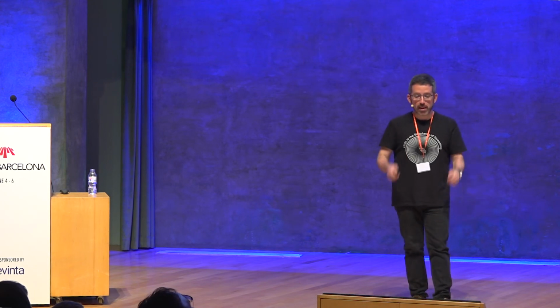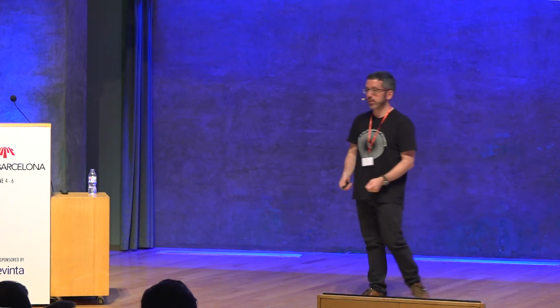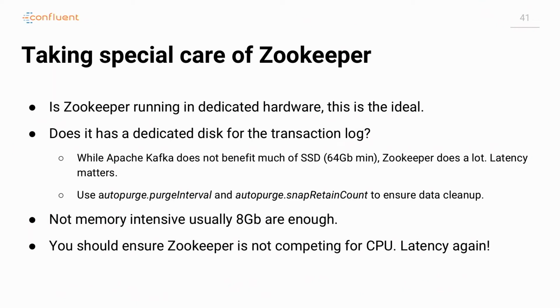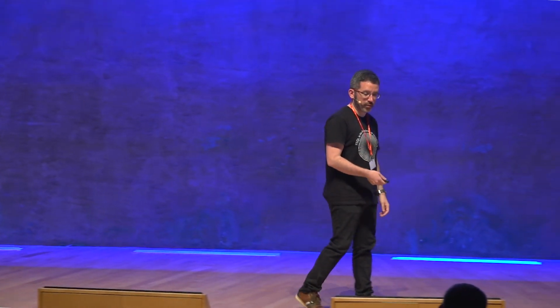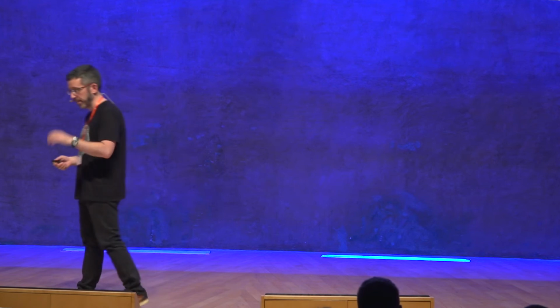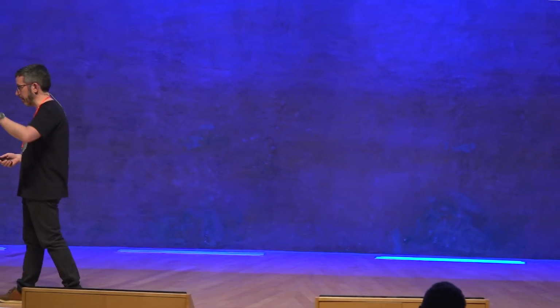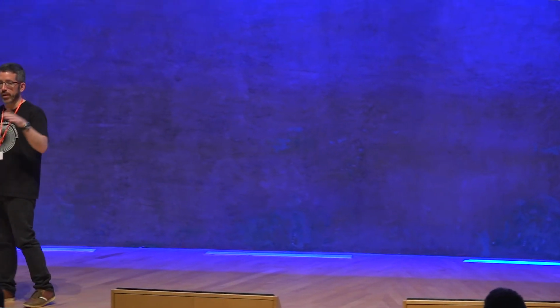If you run Zookeeper, better to run it on dedicated hardware. It's very sensitive, your Zookeeper. It needs a lot of care. Dedicated hardware, ideally with SSDs for the transaction log. If you are worried about filling the whole disk, use the auto-purge functionality. It's not memory intensive. Usually something like 8 gigs is enough for Zookeeper. We'll still be happy. For Kafka, something around 6 is also enough. It doesn't use a lot of heap.